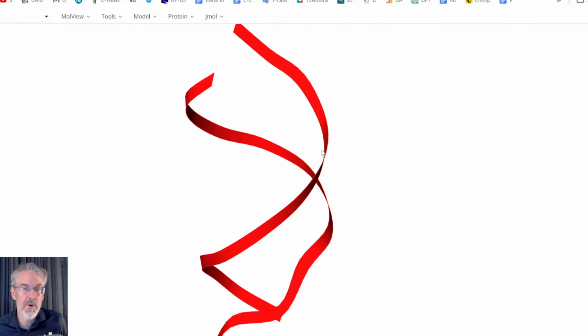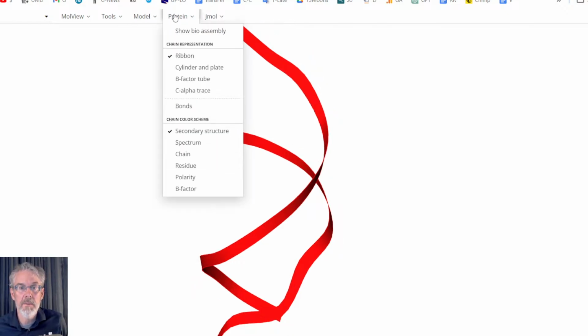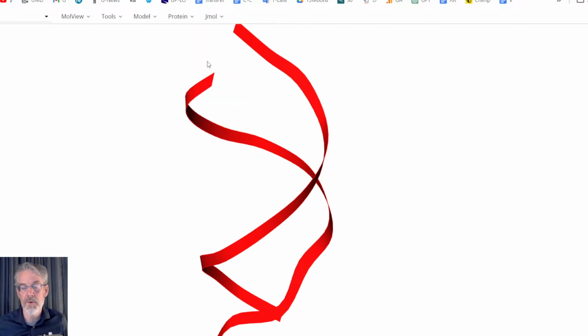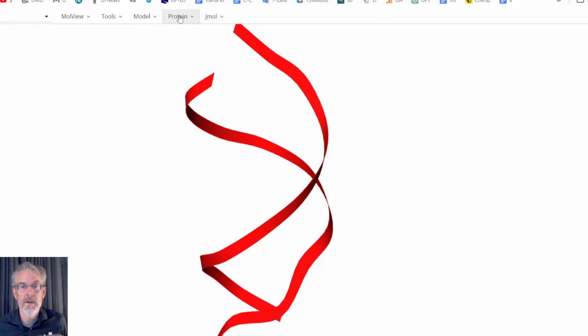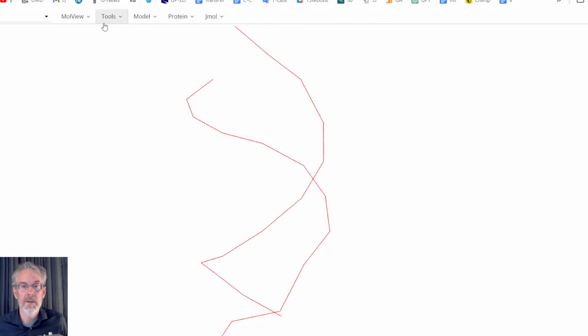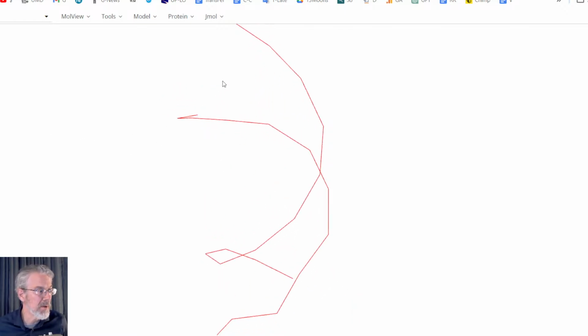So in this program, in MoleView, you can also look at different things like proteins, different ways to look at proteins. So you could look at DNA. I don't know if it's going to let me do much more here. Doesn't seem to let me do much here. You can look at different representations and so on. Pretty cool stuff.